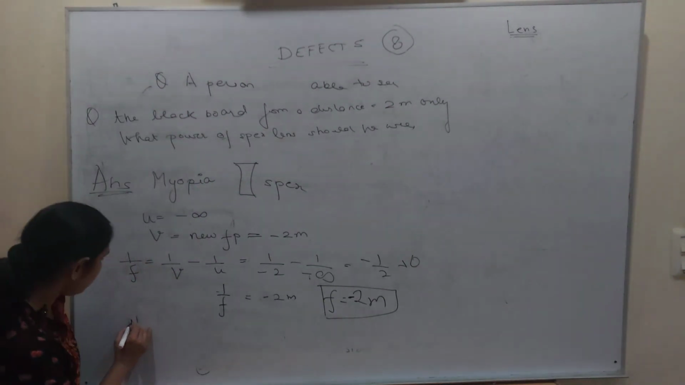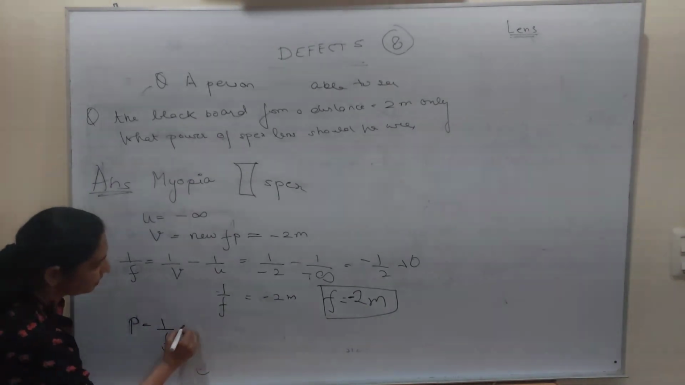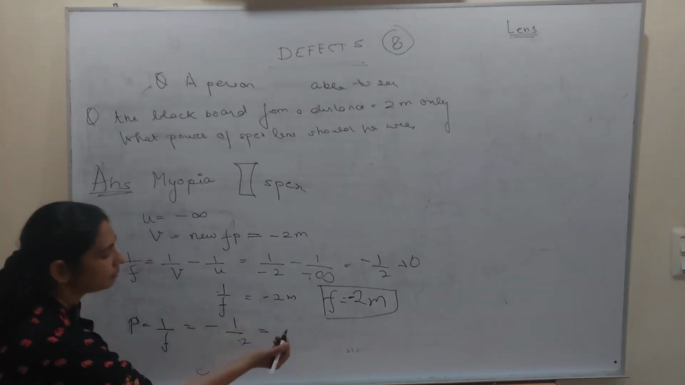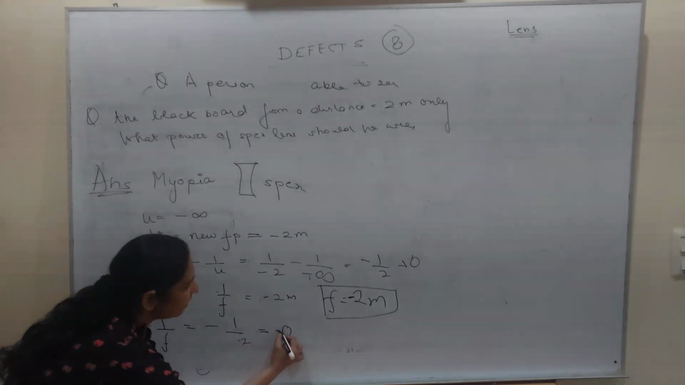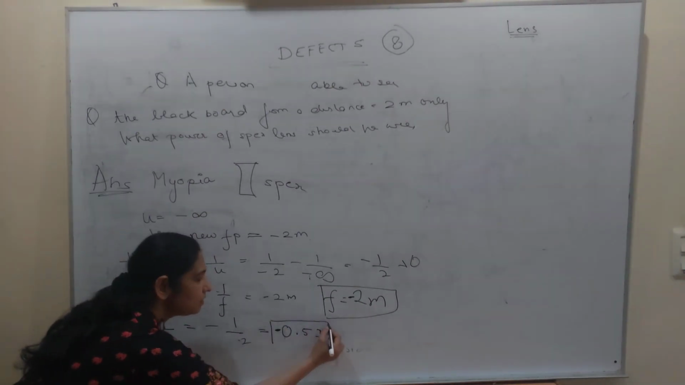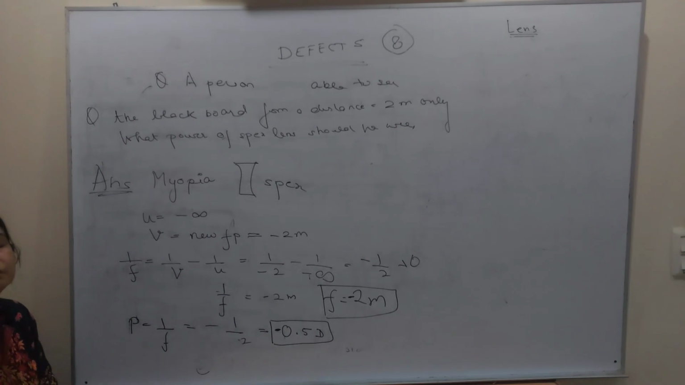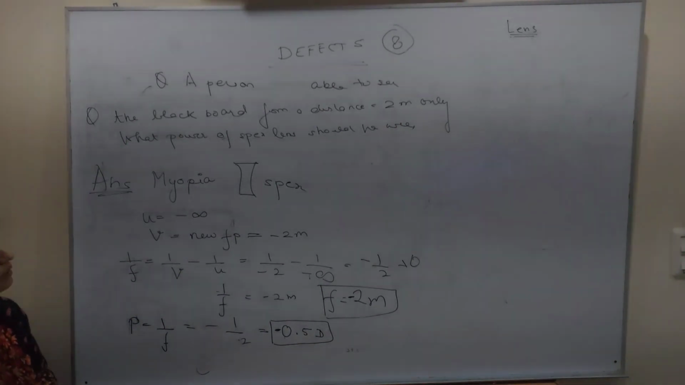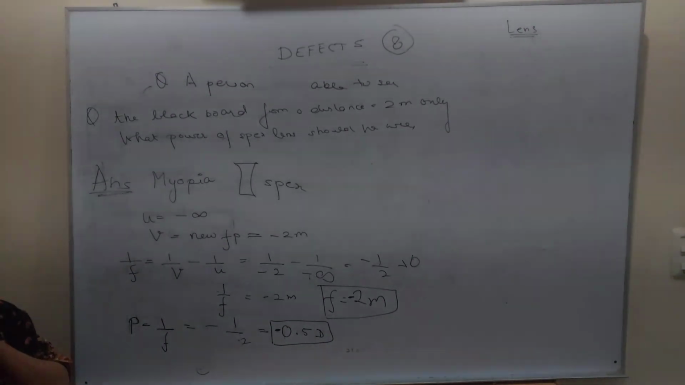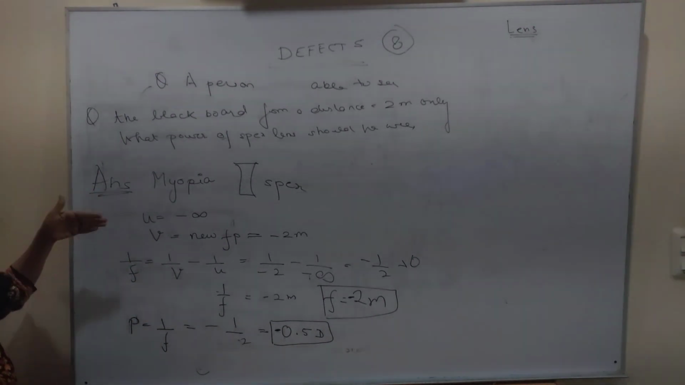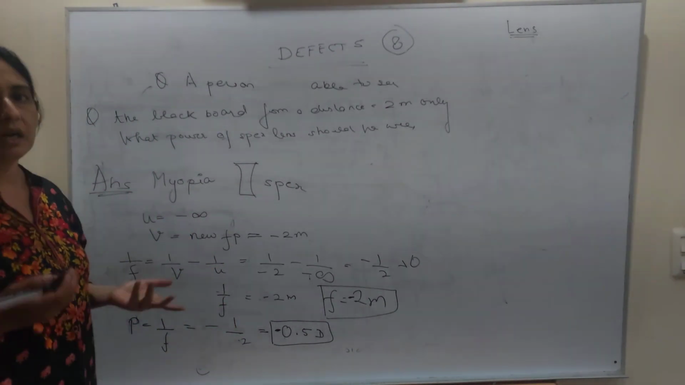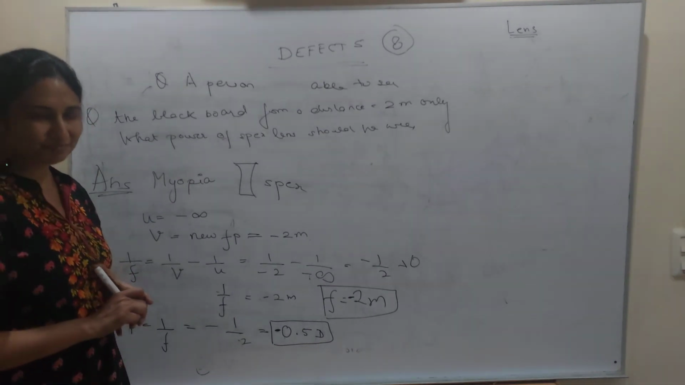Now if I have to calculate the power, it is 1 by f, which is 1 upon minus 2, which is nothing but minus 0.5 diopters. So this is the power of the lens that one is expected to wear when a question like this comes. Simple numericals: just what should be v, what should be u, and why they are what they are. All right, chalo.